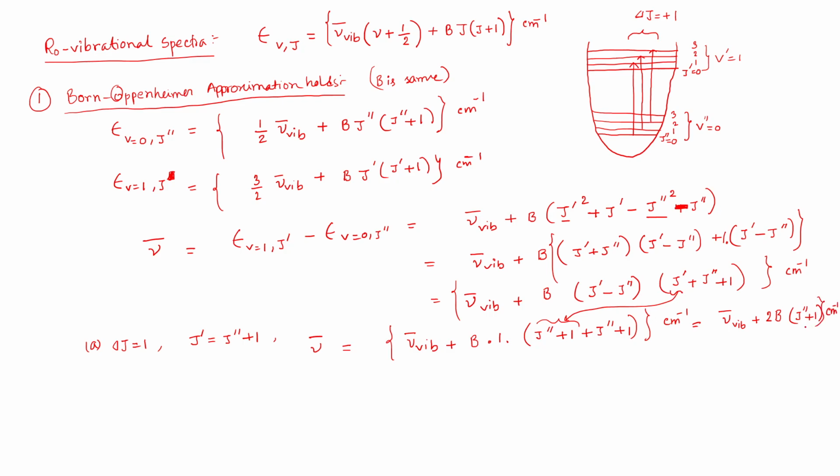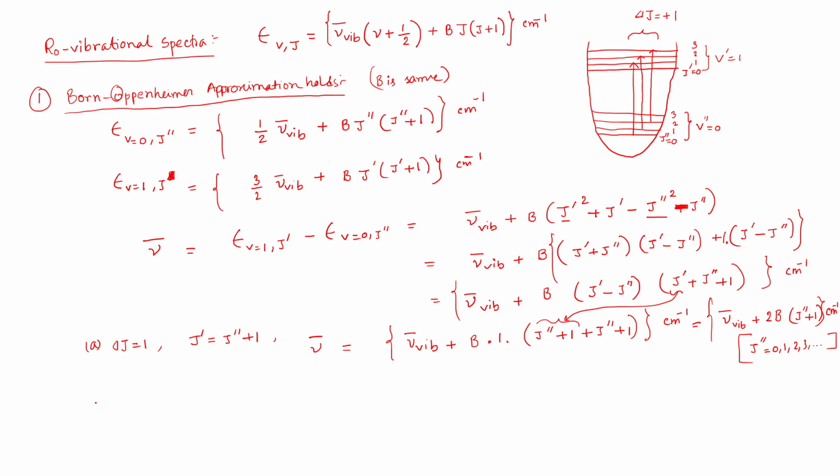2 will come out from this, J double prime plus 1, centimeter inverse all over this. For this transition, J double prime is 0, 1, 2, 3, anything. See, for delta J equals 1, if J double prime is 0, J prime is 1. You don't have J equals minus 1, so that you also have to understand.